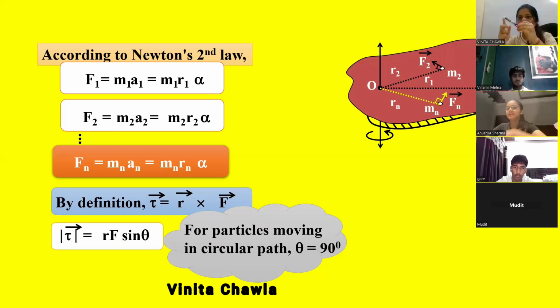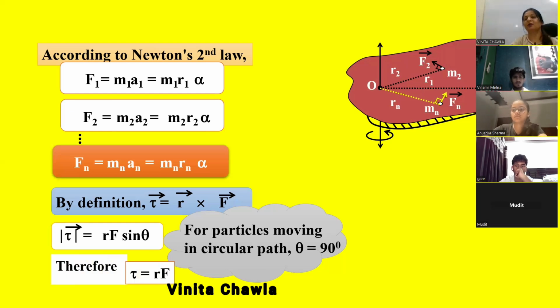See, if I am moving this marker in a circle, this is vector r, and F is acting perpendicularly; only then will it move in a circle. Look carefully: this is r, and F is acting perpendicular to it. To make it move in a circle, the force has to be kept like this. So theta is the angle between vector r and vector F, and for circular motion, theta is 90 degrees.